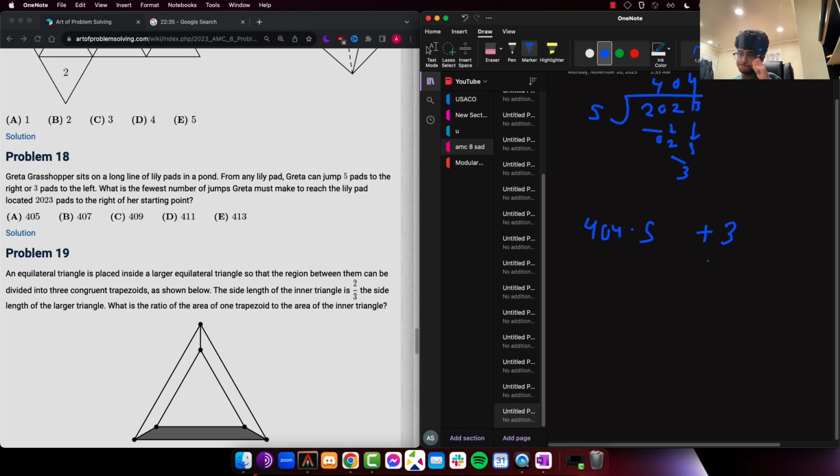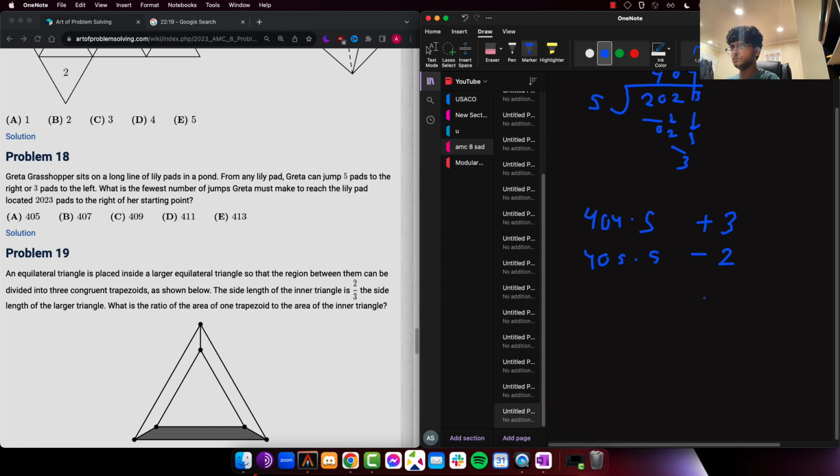Okay, and then one way to, so you want to get this. Another way you can do this is 405 times 5 plus, or no, not plus, minus 2. Minus 2 we can get from doing 3 times 2, right? Minus 3 times 2 because we're going to the left, plus 5 times 1.